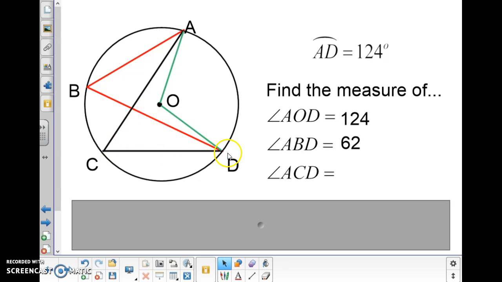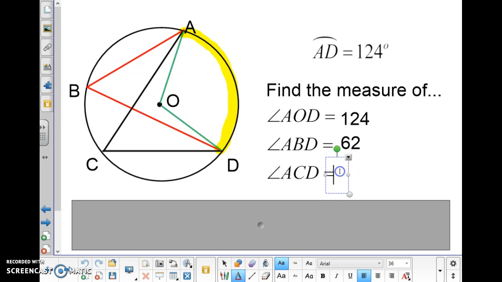ACD is another inscribed angle, and it also so happens that it intercepts the same arc AD here. And so all three of these answers have the same intercepted arc of AD. First one was a central angle, hence why it was equal. ABD was an inscribed angle, which is why it was half, and ACD is also half, meaning it's 62.